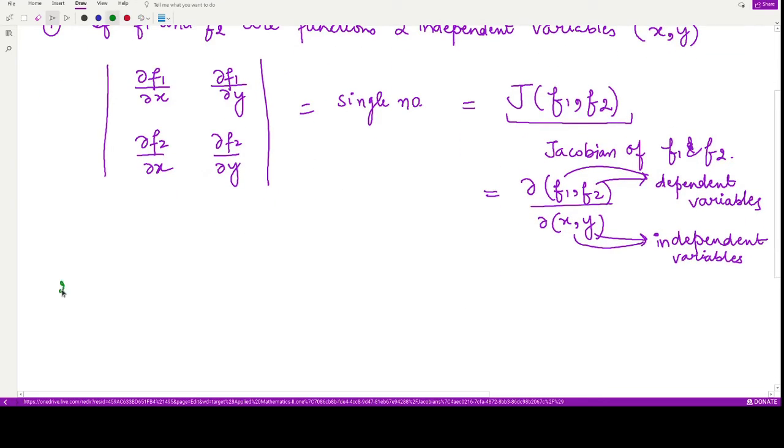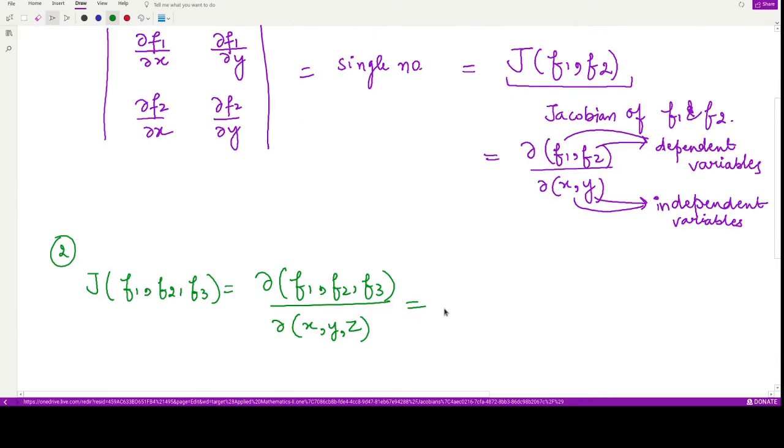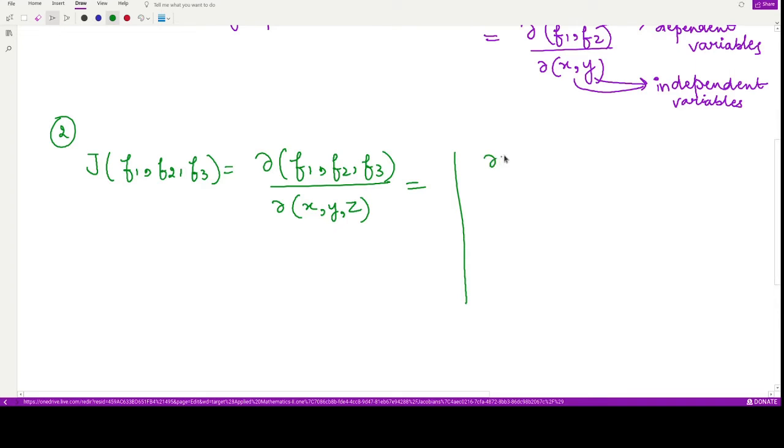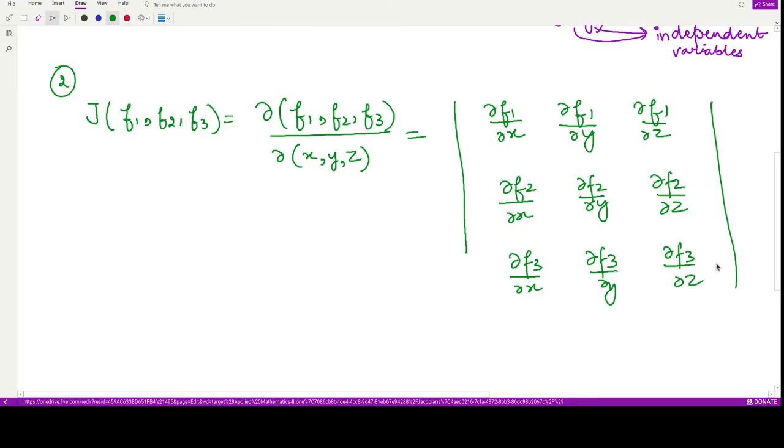Similarly, for three functions, what would it be? If you wanted to calculate the Jacobian of the functions f1, f2, f3 with respect to the independent variables x, y, z, you take the determinant of del f1 by del x, del f1 by del y, del f1 by del z, and again del f2 by del x, del f2 by del y, del f2 by del z, and thirdly del f3 by del x, del f3 by del y, and del f3 by del z. This is the determinant, and similarly you could generalize this result.